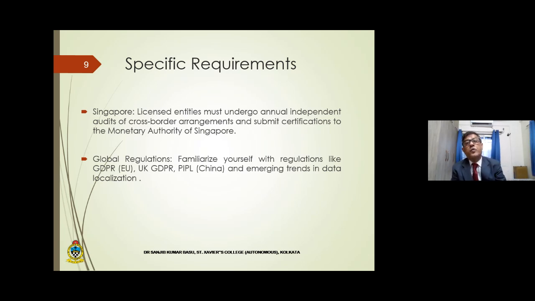Familiarize yourself with regulations like GDPR of the European Union. I'm just giving some examples. UK GDPR is different from European Union GDPR, though the UK belonged to the European Union. PIPL, I'll tell you what is PIPL of China, and emerging trends of data localizations. We are calling it data localizations because our age is an age of compressed accounting system. So we have to make ourselves familiar with this.